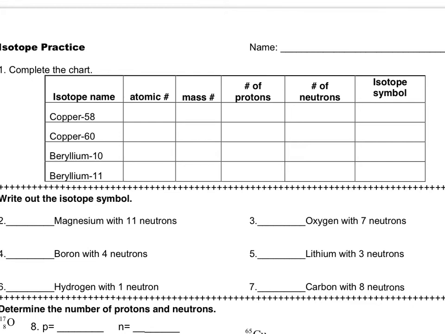Okay, so now we know a couple of basic things about atoms. Let's put them to some use. On your worksheet, the very first problem is a chart in which you're given copper-58. The name copper gives you a lot of information because you can look it up on the periodic table and find the atomic number. So do that now, hit pause, and fill it in on your table.